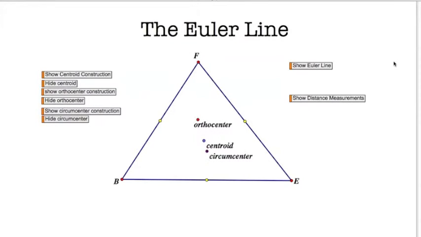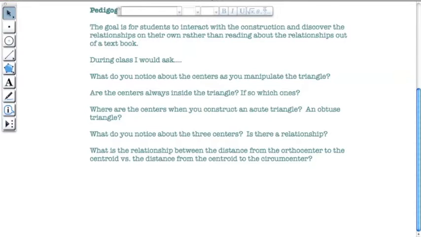After students have constructed the models on their own, I would have them work in groups so that they can work together on coming up with conjectures on the relationships between the centroid, the orthocenter, and the circumcenter. Before constructing the Euler line, I would ask them during the class what they noticed about the centers as they manipulated the triangle.